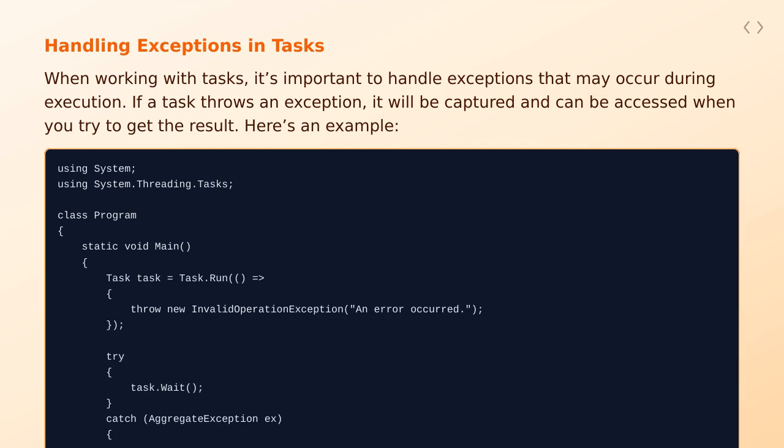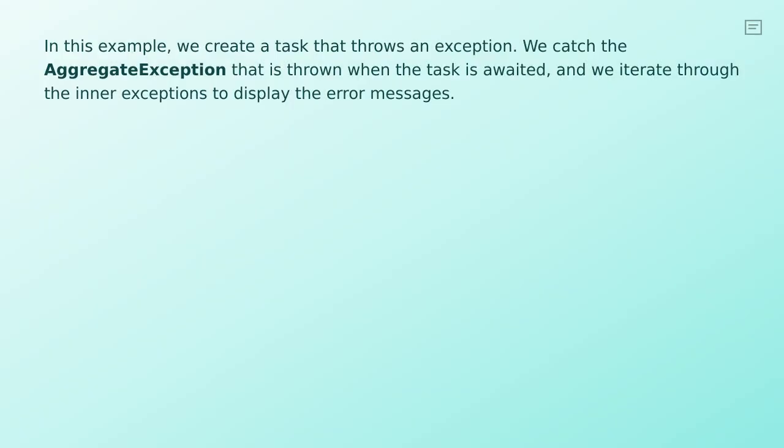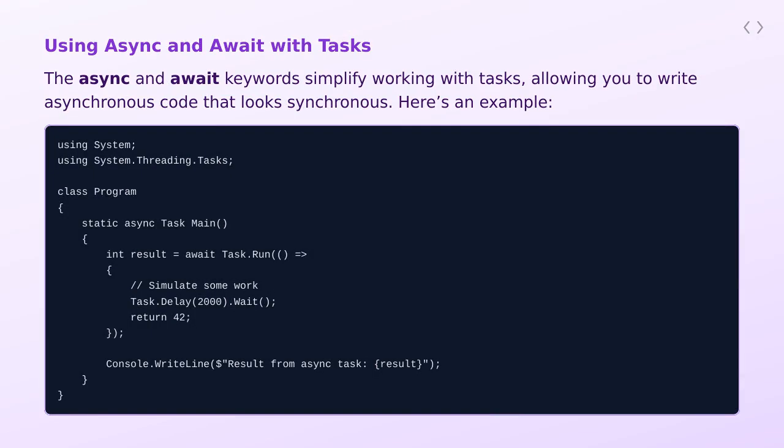This slide introduces a class definition. Study the structure in the code sample. In this example, we create a task that throws an exception. We catch the AggregateException that's thrown when the task is awaited, and we iterate through the inner exceptions to display the error messages.